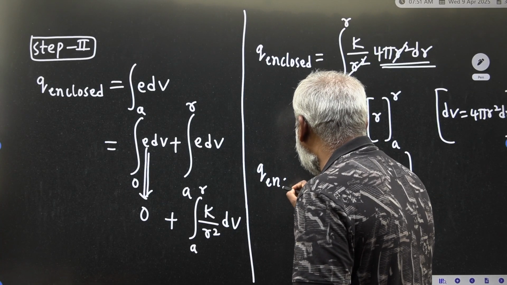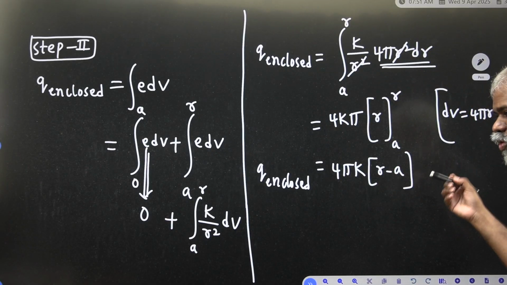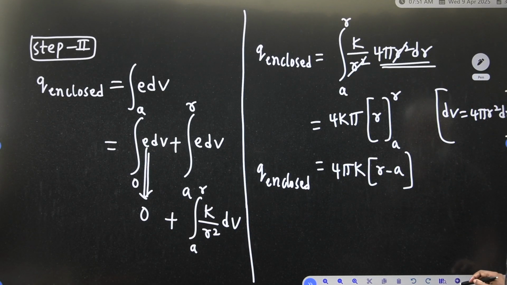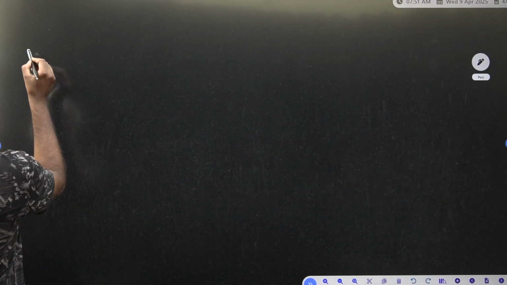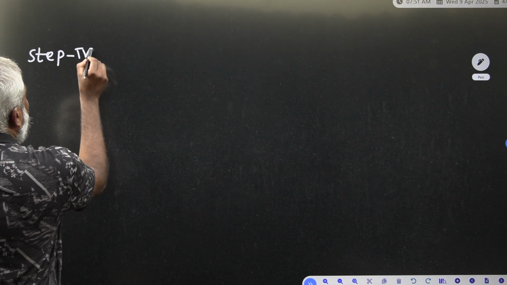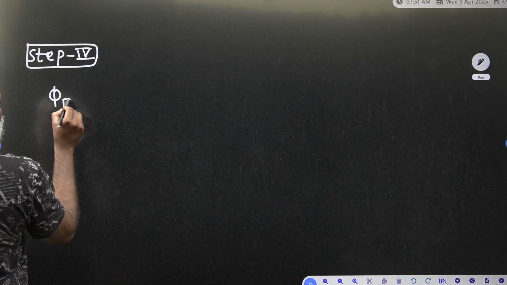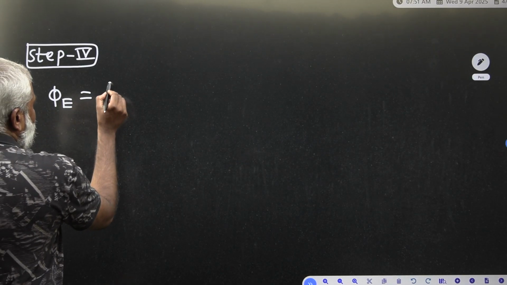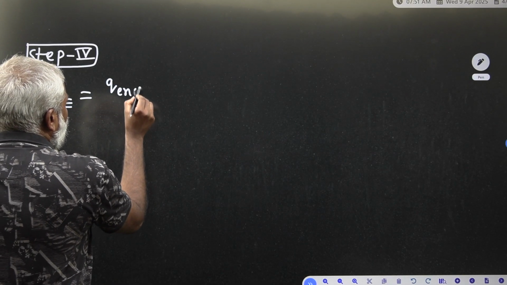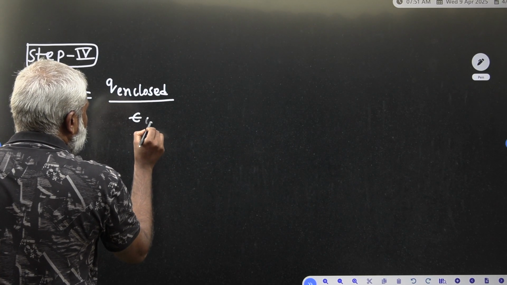Charge enclosed through the Gaussian surface is equal to 4 pi k into r minus a. Now we need to follow step 4. So what is your step 4? Your step 4 is to apply the Gauss law. What is your Gauss law? Your Gauss law is that the electric flux phi is equal to the charge enclosed through a Gaussian surface divided by epsilon naught.